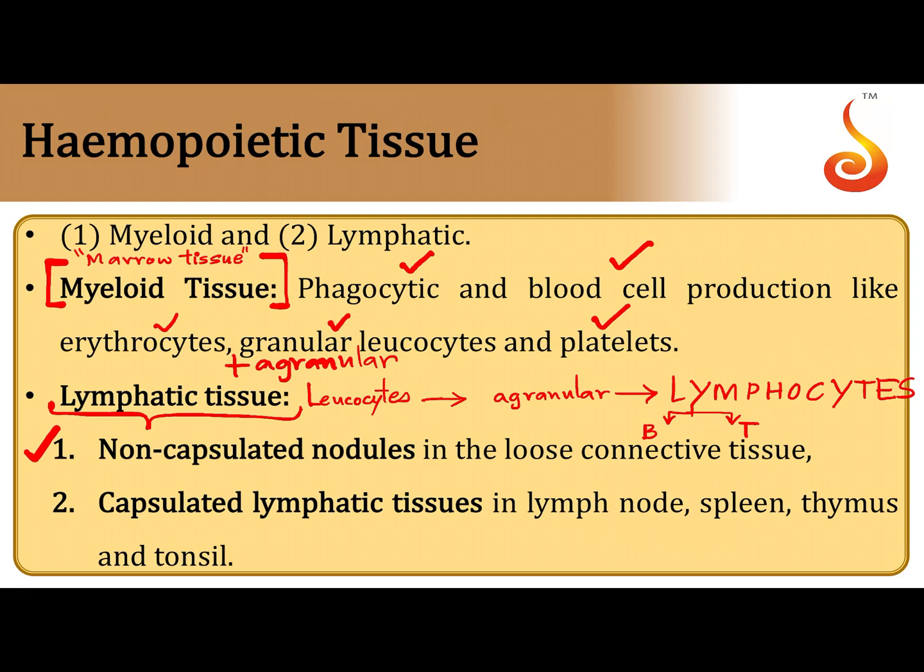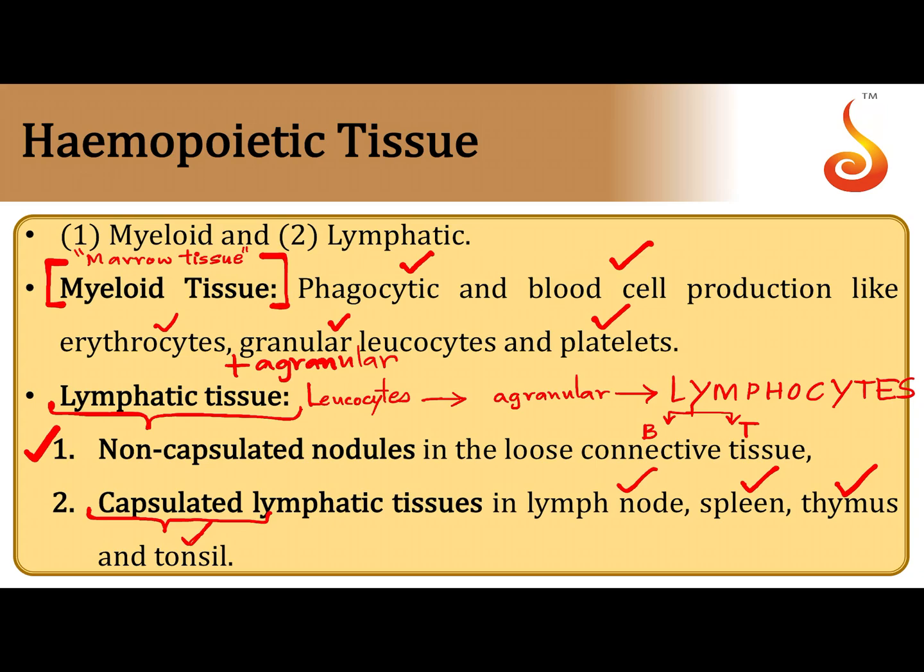If it has a capsule, a protective covering around it, and it is organized into a specialized structure, then it is called a capsulated lymphatic tissue. Like in the case of lymph node, the spleen is a lymphatic tissue which is capsulated, it has a protective covering on the outside. Thymus, which is also present close to your heart, and tonsils in your throat region, as you all know, these are capsulated lymphatic tissue.